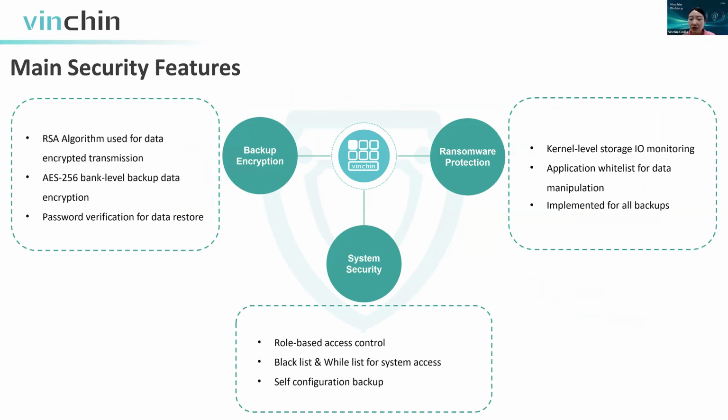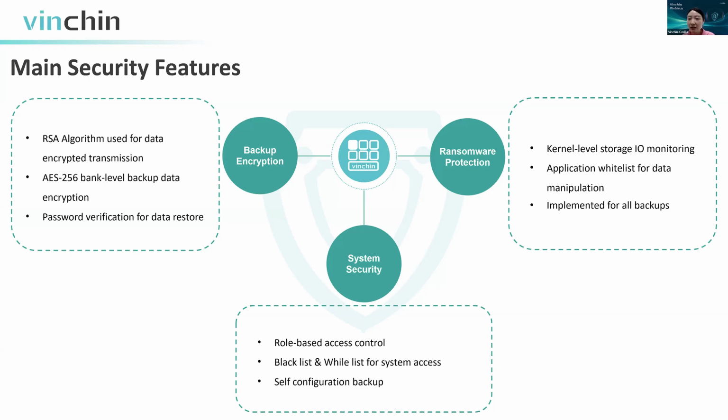And second, for system security, Vinchin supports role-based access control so that you can assign different users with different permissions. You can also configure a blacklist and whitelist of IP addresses to control IP access permissions to the backup server. And we also support system self-configuration backups, for backing up the jobs and system configuration related data.